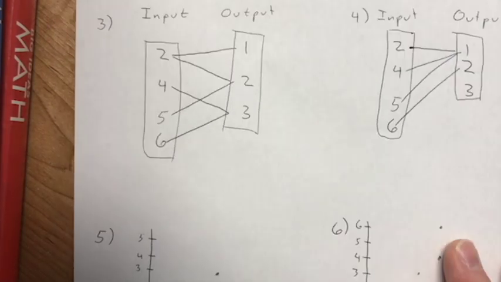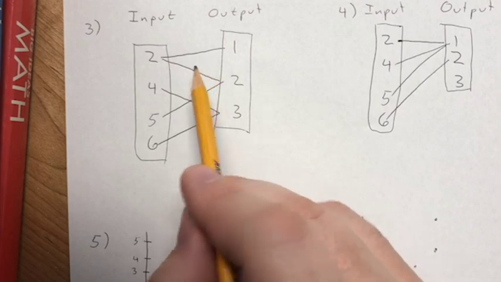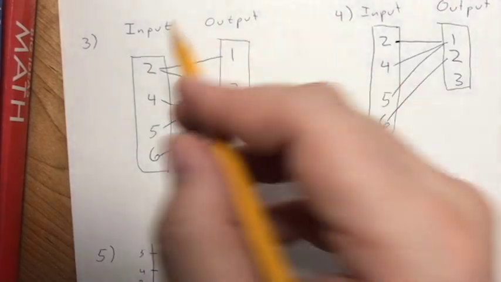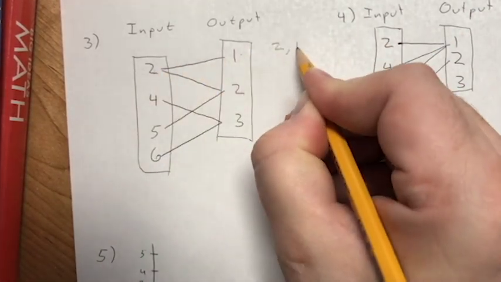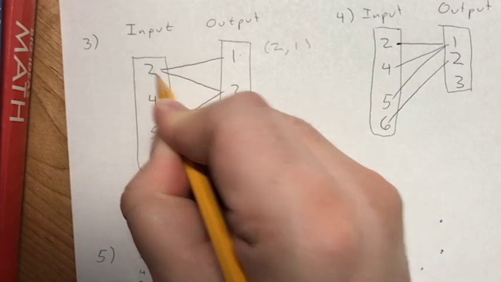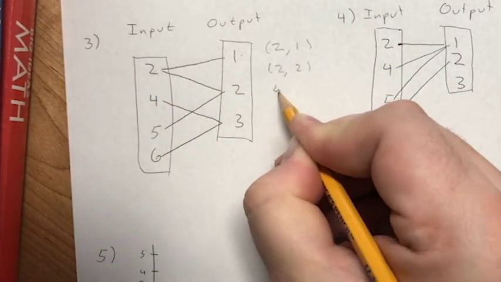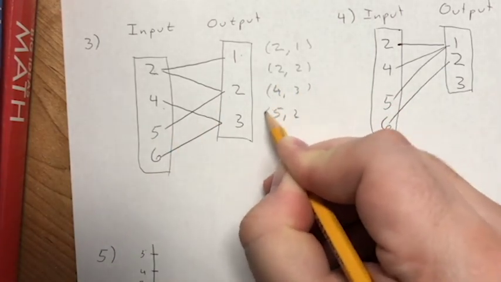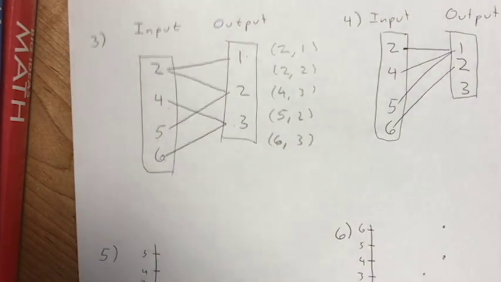Let's look at number 3. Now, this gets confusing, so the easiest thing for you to do if you don't understand what you're seeing is go ahead and write this as an ordered pair. So this one would go 2 and 1. It also says 2 and 2, 4 and 3, 5 and 2, and 6 and 3. So I've listed them all out as ordered pairs.